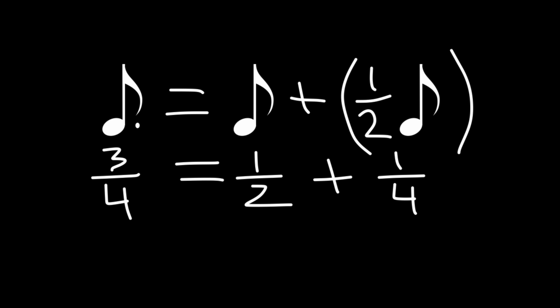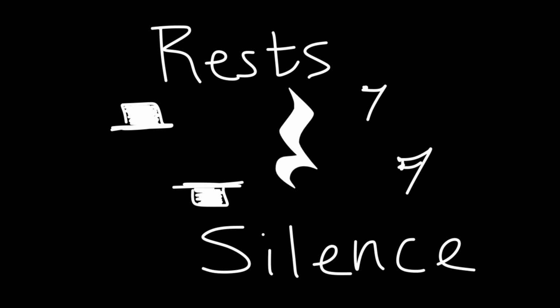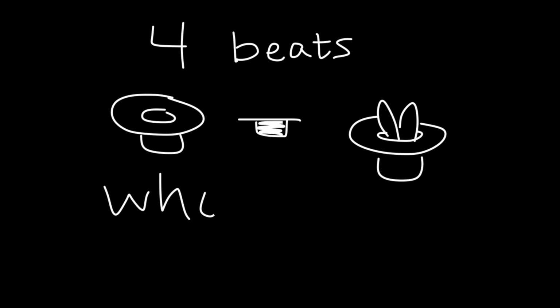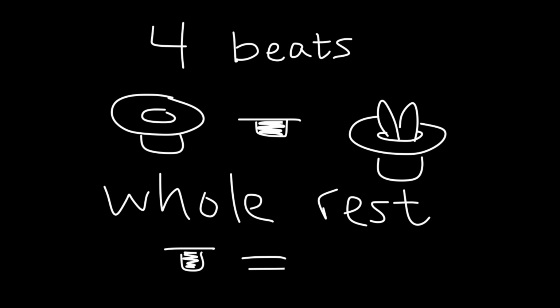That's it with note values for now. Real quick, let's also go over rests. A rest is a moment of silence. The type of rest tells you how long that silence is. Here is a whole rest. It gets 4 beats. A whole rest looks like a gentleman with the hat off, or a magician's hat. So a whole rest is equal to a whole note.